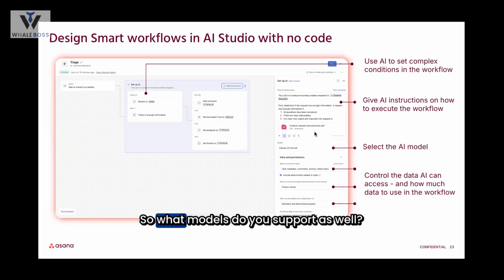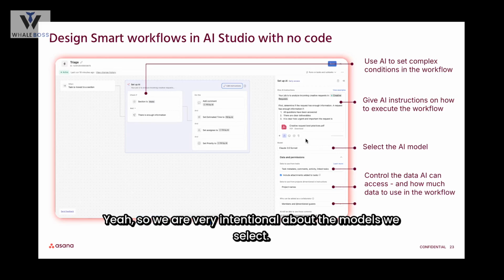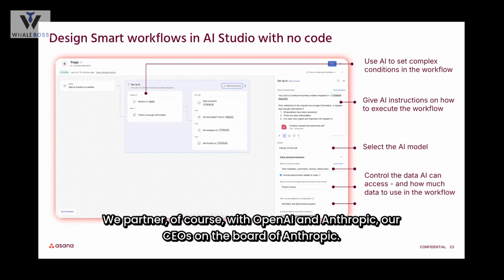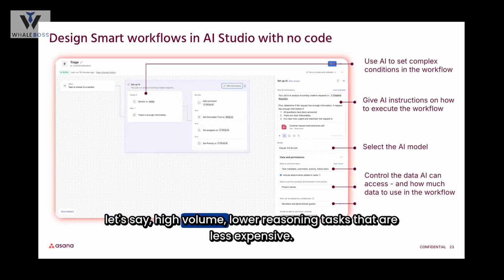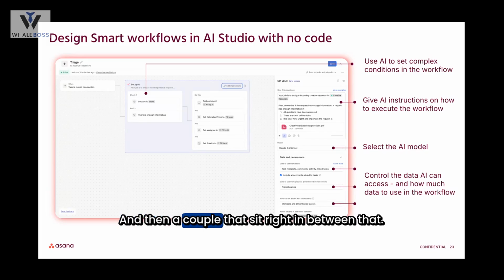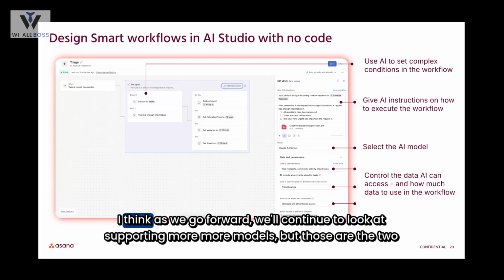Excellent. So what models do you support as well? I see the model builder in there. Yeah, we are very intentional about the models we select. We partner, of course, with OpenAI and Anthropic. Our CEO is on the board of Anthropic. We have two high reasoning models, one from each, and then two really low cost models that help you perform high volume, lower reasoning tasks that are less expensive, and then a couple that sit right in between. As we go forward, we'll continue to look at supporting more and more models, but those are the ones we support today.